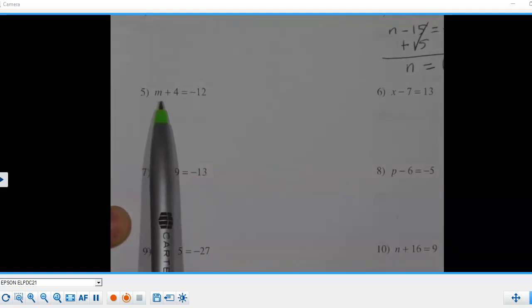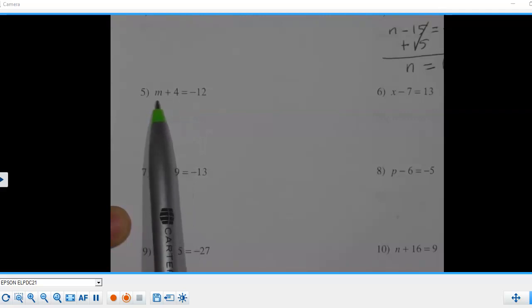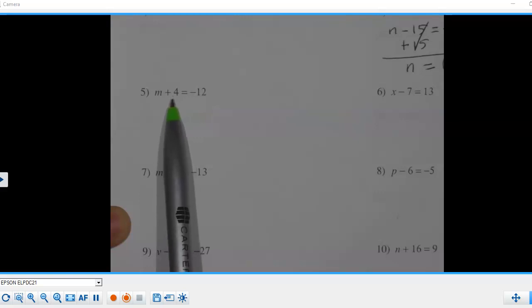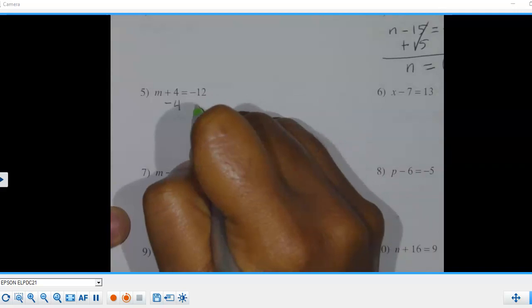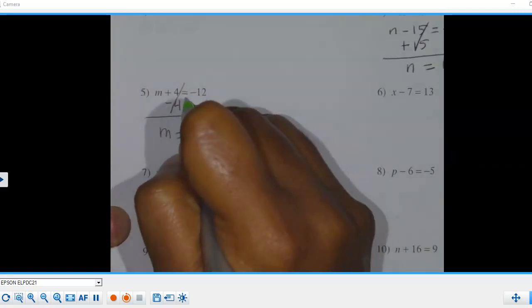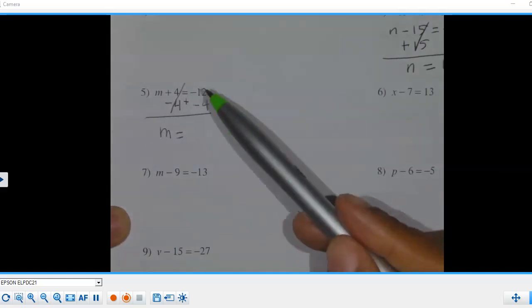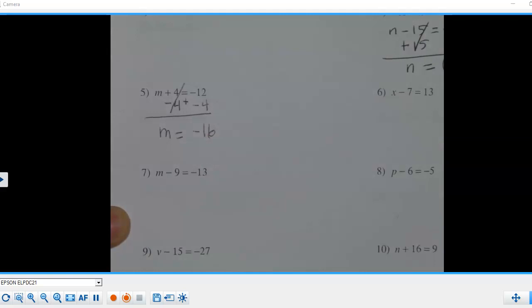For this one, we still have that M plus 4. Again, we want to isolate and get the M by itself in one step. So we want to do the inverse to our addition. So let's subtract 4 from the left to the right. M is equal to, and again, I like to put a little plus so I can see they're both negative. This is negative 16. Okay, that takes care of that one.